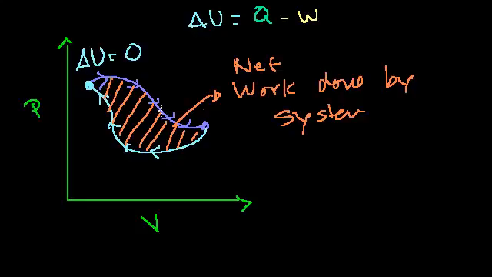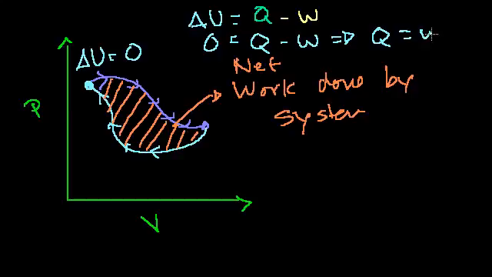Now, if we go on a closed loop on our PV diagram, then what's our change in internal energy? It's 0. So we get 0 change in internal energy, because we're at the same state, is equal to the heat applied to the system minus the work done. And I've done this little exercise multiple times, I think this is probably the 4th or 5th time. We get that the heat added to the system, if we just add W to both sides, is equal to the work done by the system.